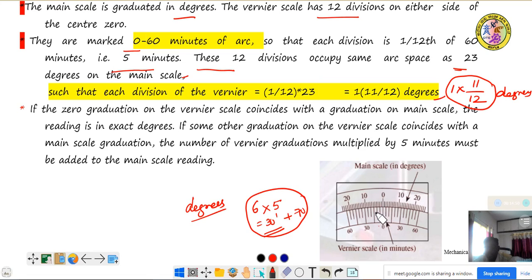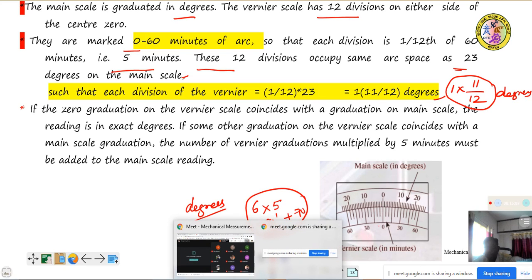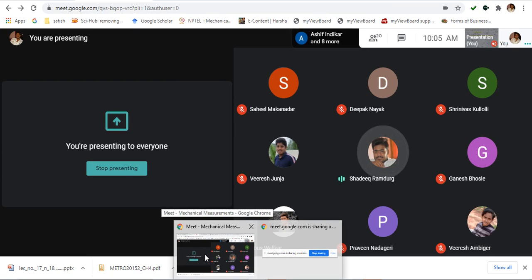ಡೌಟ್ ಏನಾದ್ರು ಬಂದಿದೆಯಾ ಅದ್ರಾಗೆ? ಹಲೋ, ಹಲೋ, ಕೇಳಿಸ್ತಾ ಇದೆಯಾ? ಎಸ್ ಸರ್, ಕೇಳಿಸ್ತಾ ಇದೆ ಸರ್.